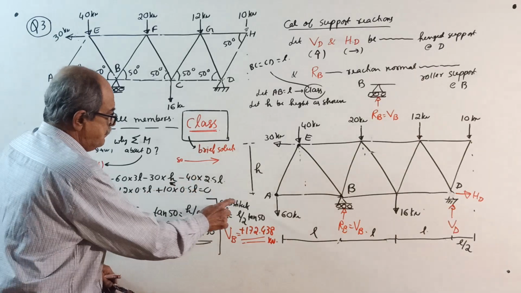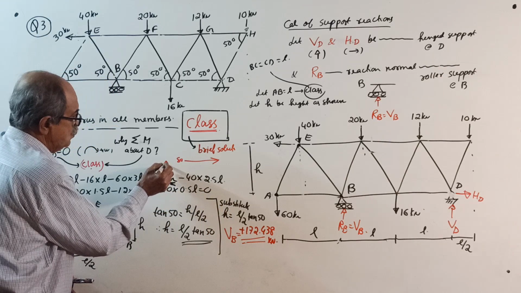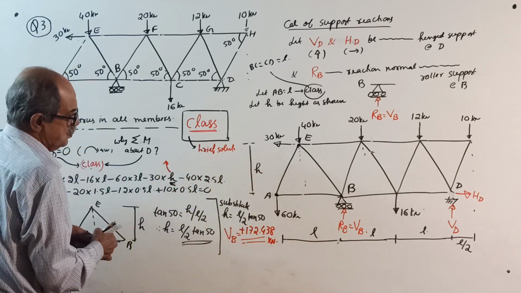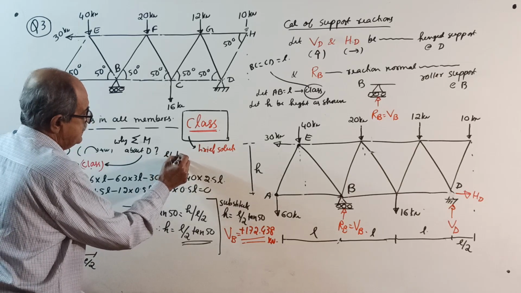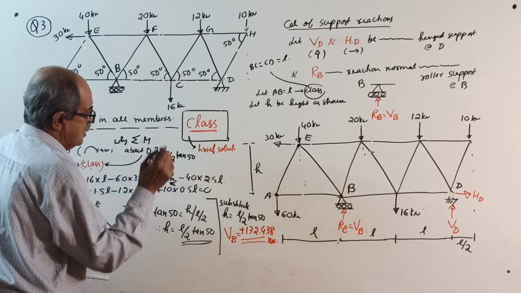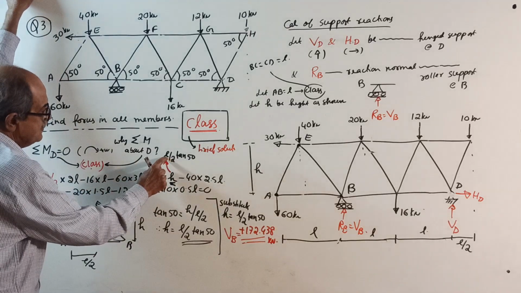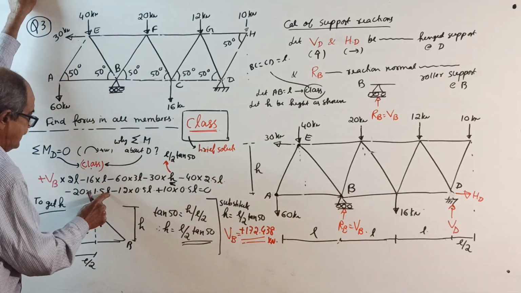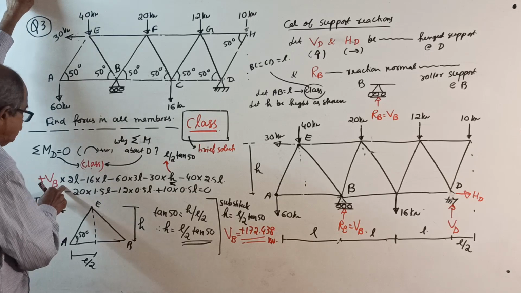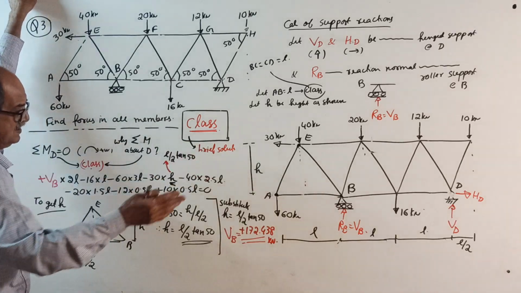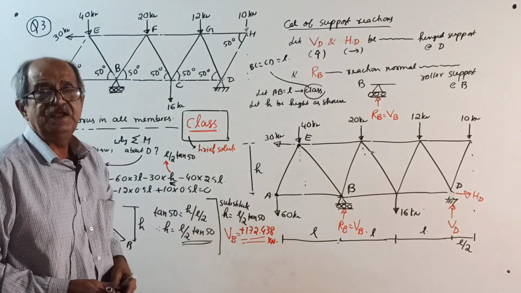You substitute this h. See here, this h equals L by 2 into tan 50. What will happen? See now, L, this also L, L will get cancelled. This is plus VB. Take all terms to the other side. Your VB will come plus 172.438 kilonewton.